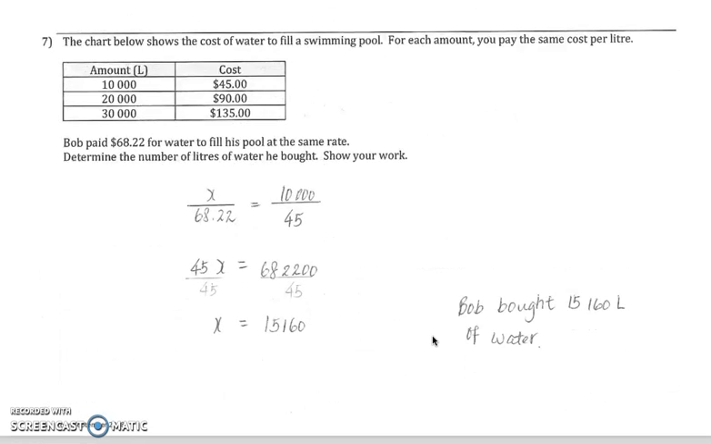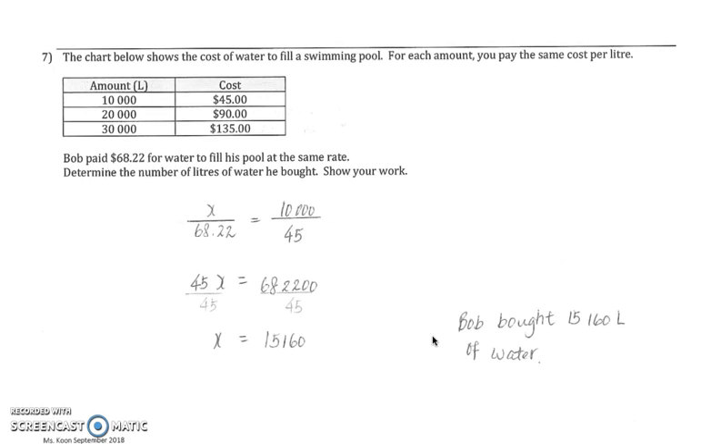Number 7. The chart below shows the cost of water to fill a swimming pool. For each amount, you pay the same cost per liter. So there's a hint in the question already, because for every 10,000 liters of water, it costs $45. So if you need 20,000 liters of water, it will cost 2 times $45, or 45 plus $45, $90, and so on.